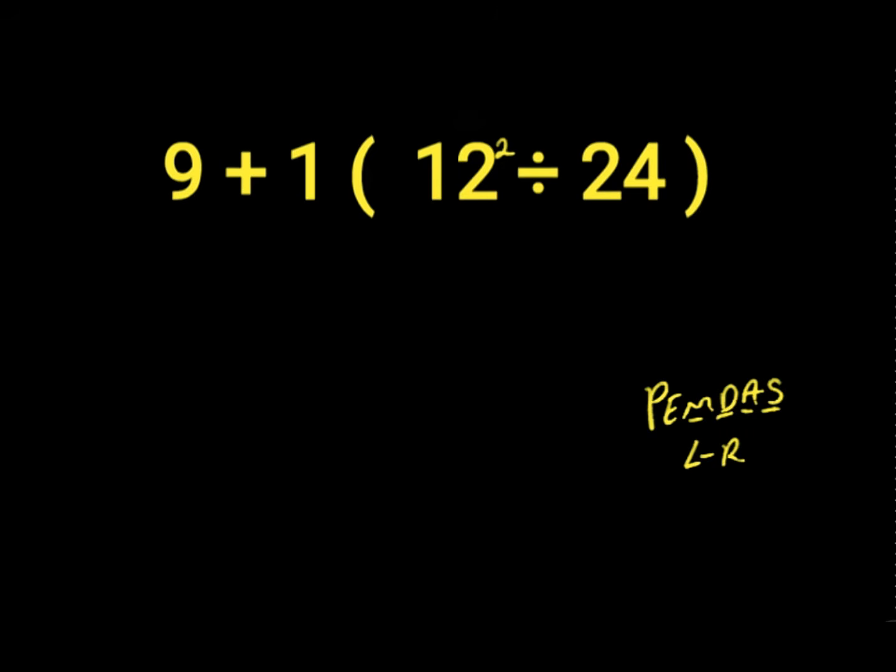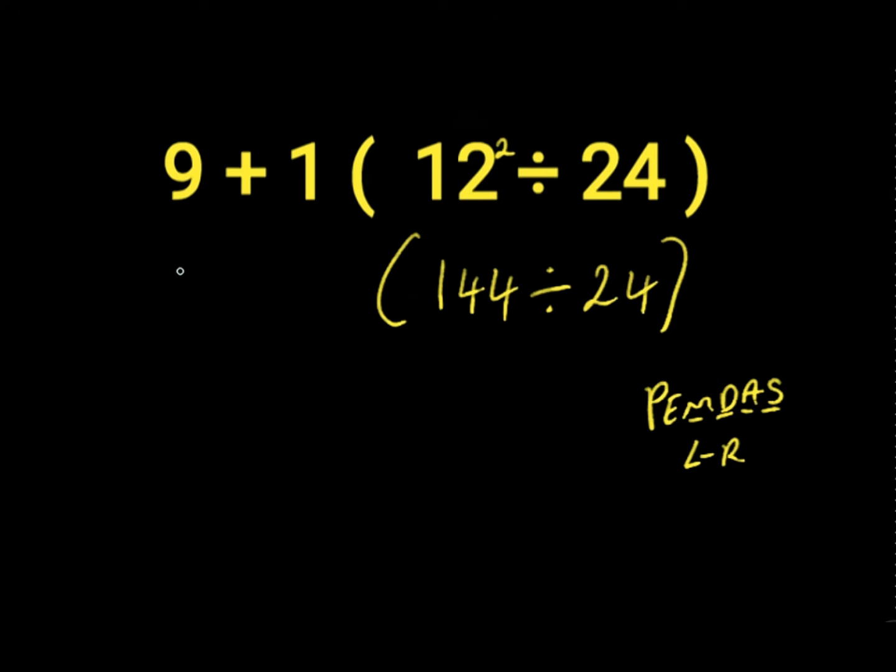First of all, we start with our parentheses, which is 12 to the power of 2 divided by 24. In our parentheses, we have an exponent, which is 12 to the power of 2. 12 to the power of 2 is 12 times 12. 12 times 12 is 144. Then we have 144 divided by 24.